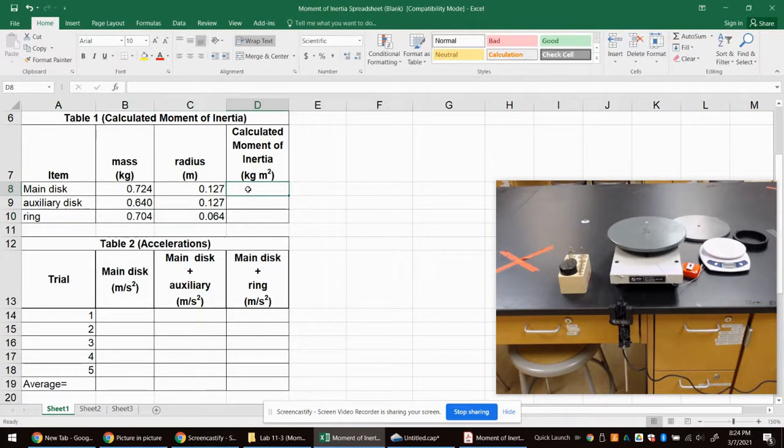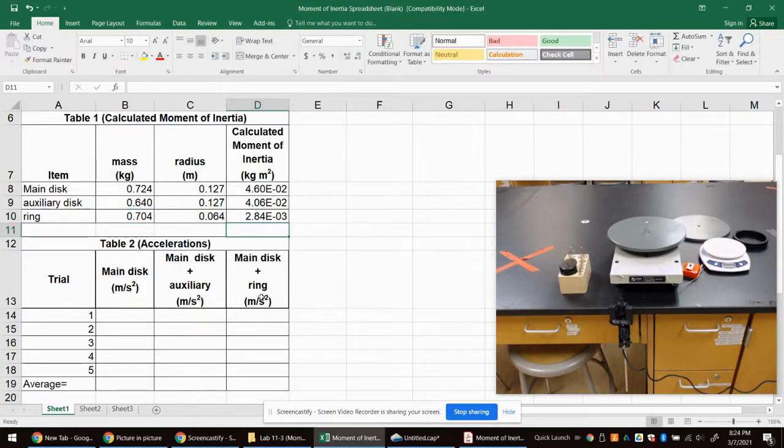And then we are going to calculate using the equations that we've been given. So for the main disk, that's going to equal 1/2 times the mass times the radius. The auxiliary disk will use the same equation, and the ring will be equal to just mr squared, so it's the mass times the radius squared.